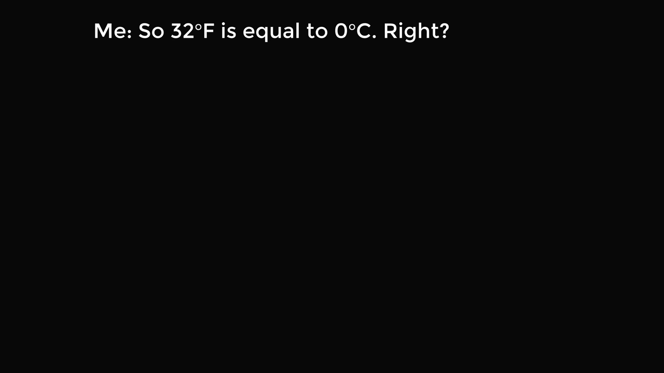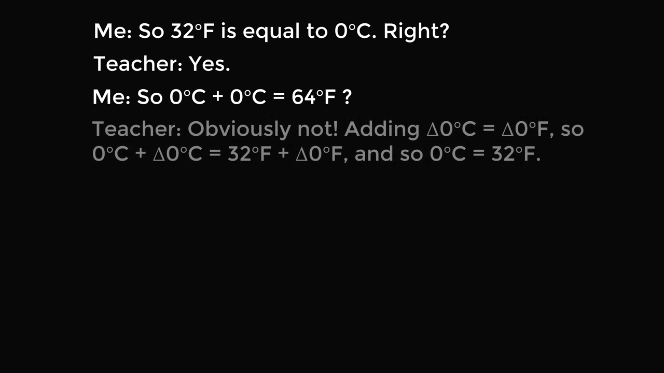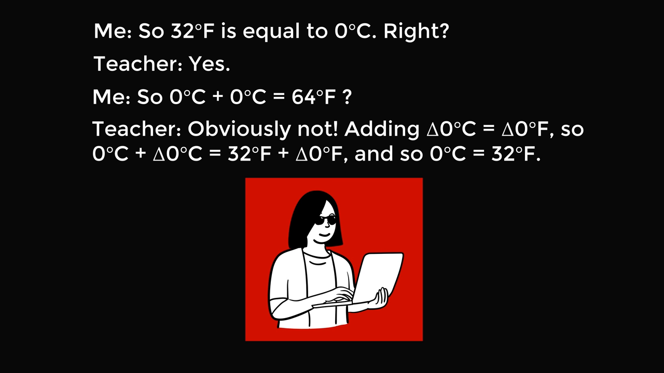Me: So 32 degrees F is equal to 0 degrees C, right? Teacher: Yeah. Me: So 0 degrees C plus 0 degrees C is equal to 64 degrees F. Teacher: Obviously not. Adding a change of 0 degrees C is equivalent to adding a change of 0 degrees F. So 0 degrees C plus a change of 0 degrees C is equal to 32 degrees F plus a change of 0 degrees F. And that means 0 degrees C is equal to 32 degrees F. You can't outsmart me.